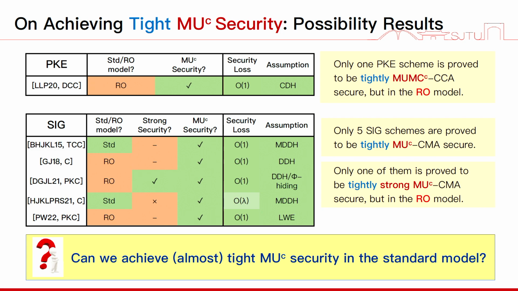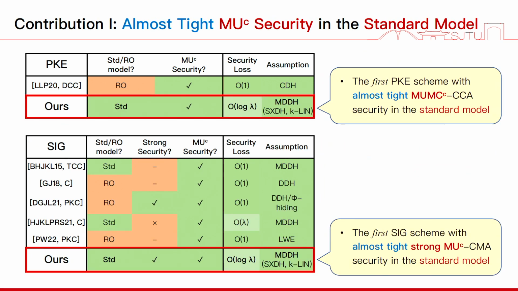So a natural and challenging question is, can we achieve tight or almost tight MUC security in the standard model? In this work, we answered the question in the affirmative and proposed the first public key encryption schemes with almost tight MUC CCA security in the standard model, as well as the first signature scheme with almost tight strong MUC CMA security in the standard model. The security loss is logarithmic in the security parameter lambda, and the security is based on the standard matrix DDH assumptions, which covers the standard SXDH and the k-linear assumptions.